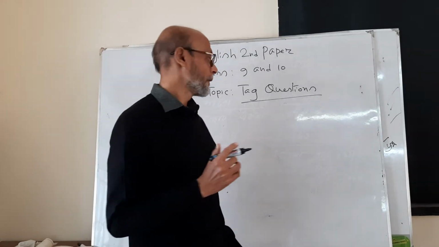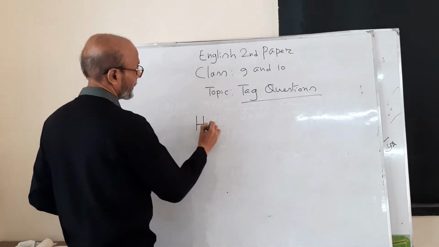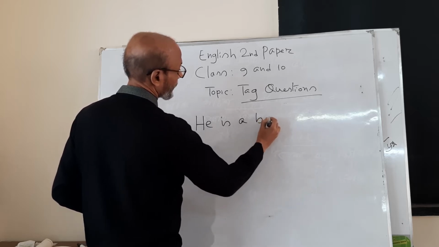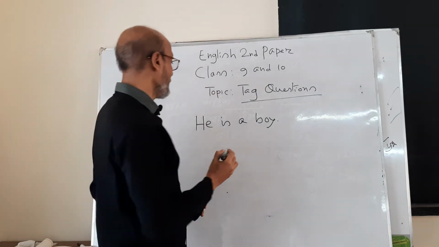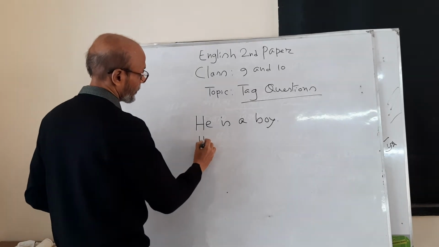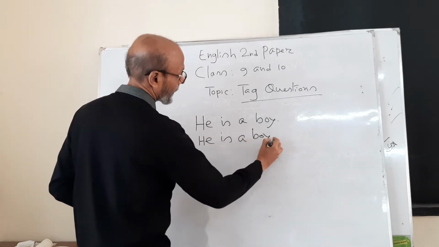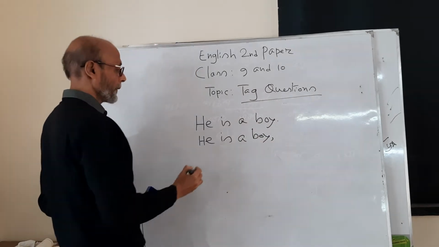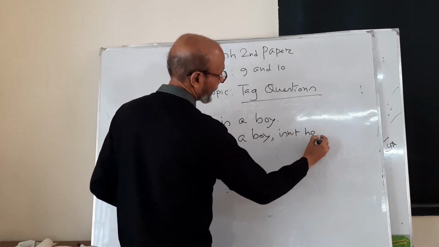For example, "He is a boy" is a sentence, and if we try to make it a tag question, we can write "He is a boy." In the place of the full stop here, we have to use a comma. "He is a boy, isn't he?"